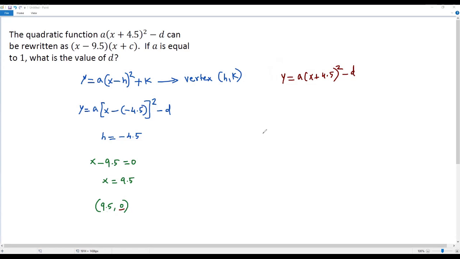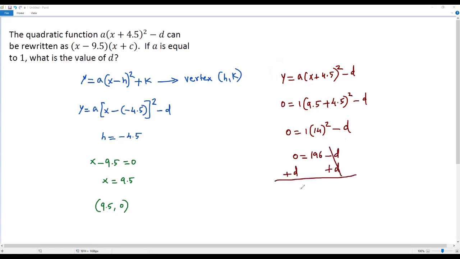Okay, now let me plug in this 0 for y, and we know that the value of a is 1, and for x we can plug in 9.5 + 4.5 the whole square minus d. Okay, 0 equals 1 times, when I add these two numbers I am getting 14, that is 14 square minus d. Okay, 0 equals, the value of 14 square is 196. 196 times 1 is 196 minus d. Let me add d to both sides of this equation. Then this negative d plus d will cancel out. When I combine 0 and positive d, I am getting d. On the right side we get 196. Here I got the value of d, that is 196.